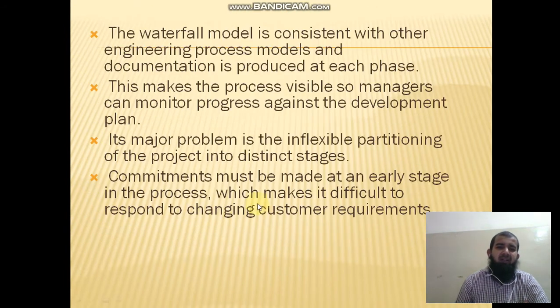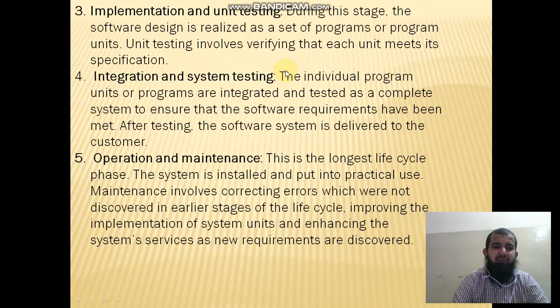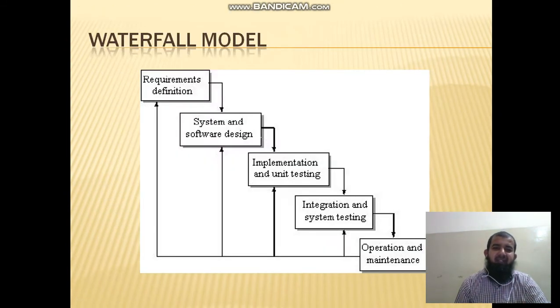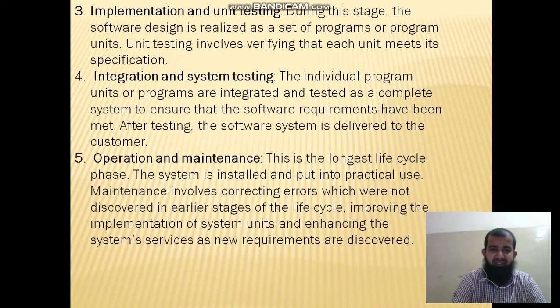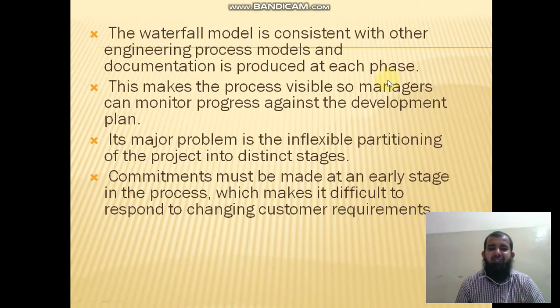waterfall model. The waterfall model is consistent with other engineering process models, and documentation is produced at each stage. Every stage you have to produce the document. After requirements, you have to make the document. Then after system and software design, make the document. After implementation and unit testing, make the document. After integration and system testing, make the document. Each and every phase you have to develop the documentation. This makes the process visible so managers can monitor progress against the development plan. So the manager can easily understand.